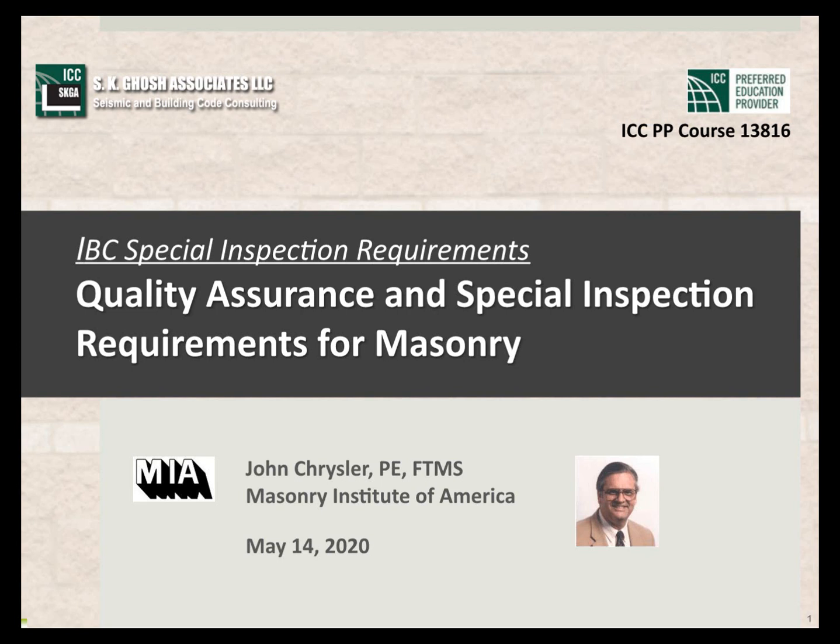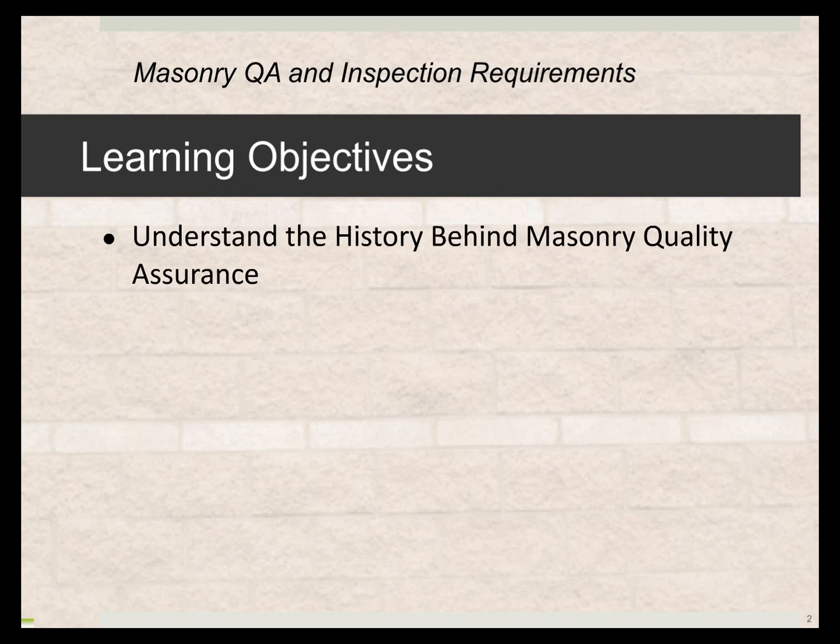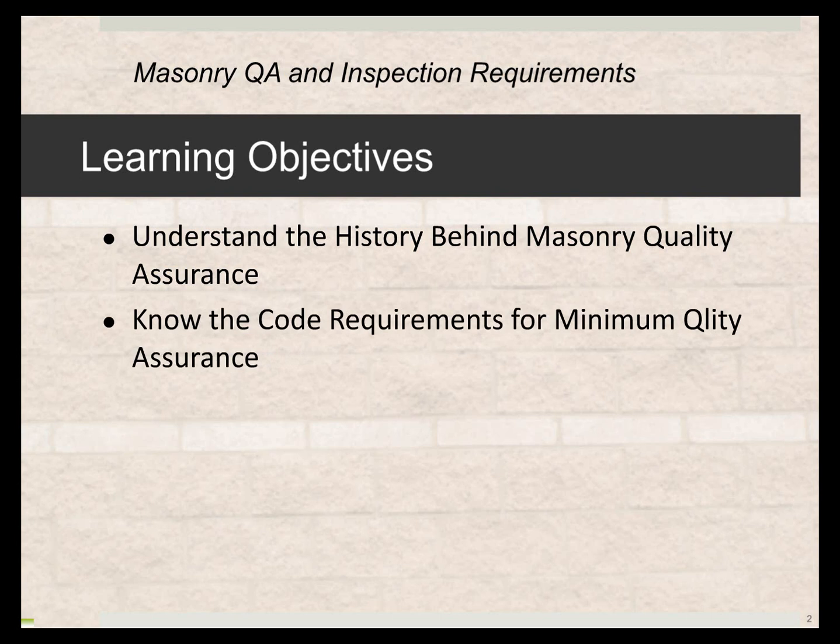As you can see, the title today is Quality Assurance and Special Inspection Requirements for Masonry. It will be kind of focused on masonry, but as I said, some of the stuff can apply to other disciplines as well. We have learning objectives today, of course, and our first learning objective is to understand the history behind masonry quality assurance. It didn't just pop up yesterday. It's been coming along for a long time. Longer than most of us have been alive.